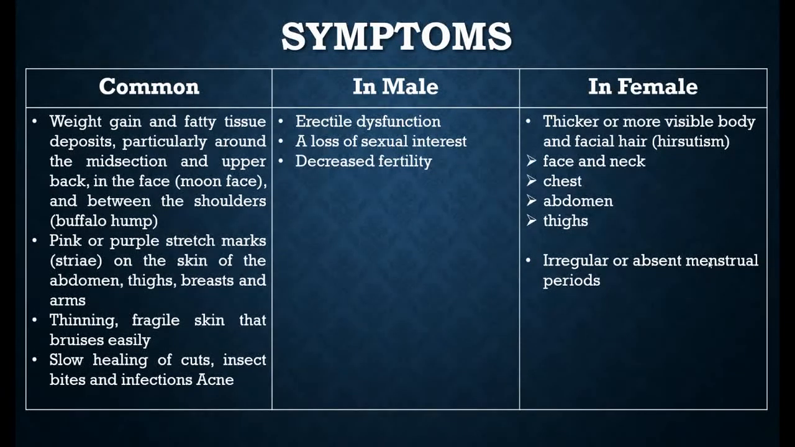If we talk about males, they will have three main conditions: erectile dysfunction, loss of sexual interest, and decreased fertility or infertility. If we talk about females, there may be hirsutism, that is, more visible hair on the face, neck, chest, abdomen or thighs, and irregular or absent menstrual periods.